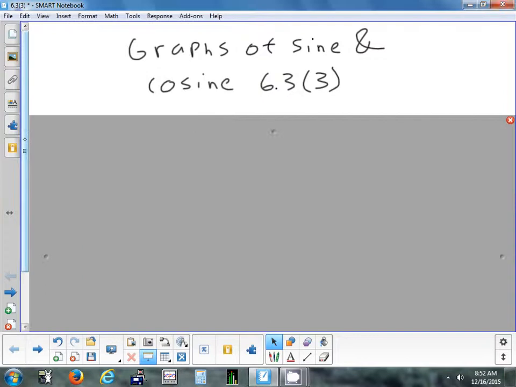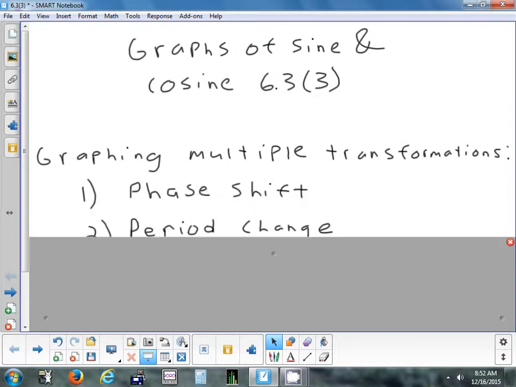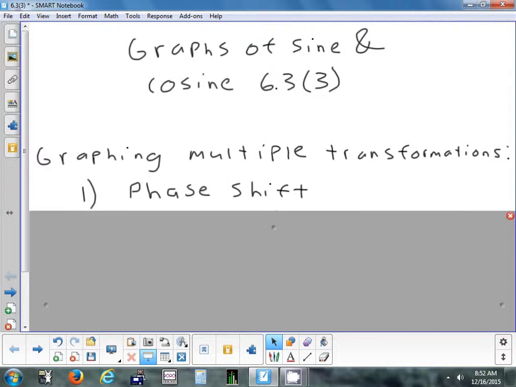All right, so we're going to finish up our graphs of sine and cosine by looking at graphing multiple transformations. Okay? Anytime you do multiple things in the same problem, the order that you do it in is important. So here's the order we need to follow, and it's the same order that we've used all year.